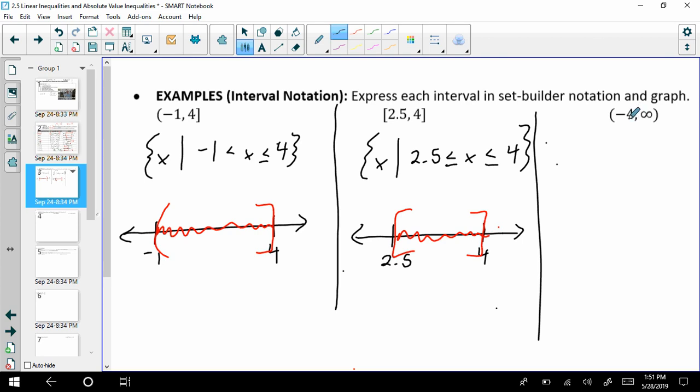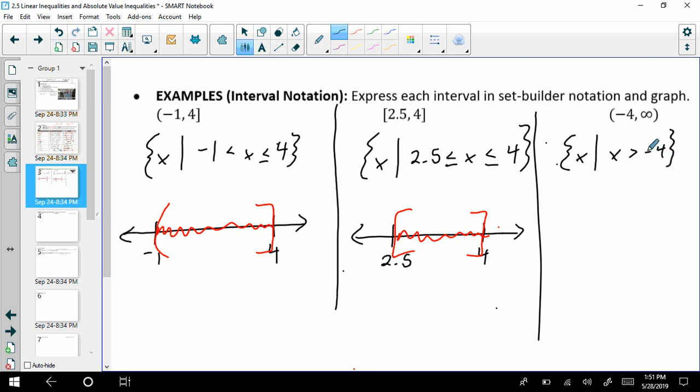Next one. So think about what this means. -4 and everything bigger. Everything bigger than -4 is an answer. So in set builder notation, I cannot draw these to save my life. It's all x's such that if x can be everything bigger than -4, x is greater than -4.